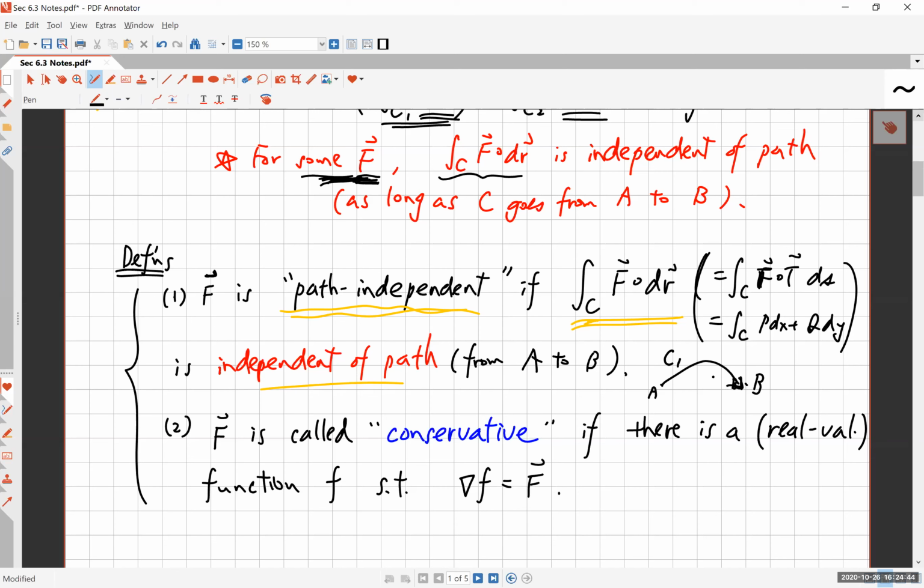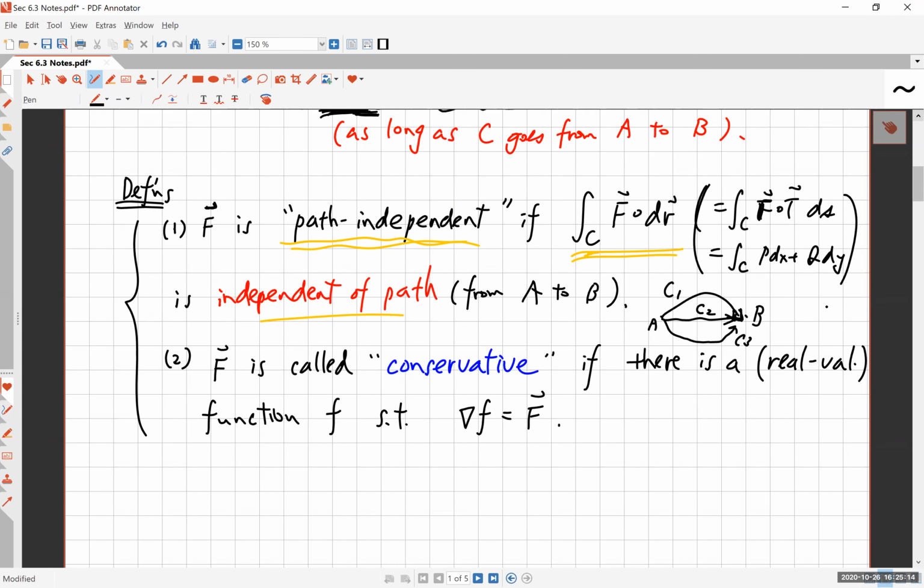So you may have the path C1 from A to B, another one from A to B called C2, another one called C3 from A to B. But as long as the path goes from A to B, regardless of which curve you take from A to B, the integral of F dot dr is the same number. If that's the case, we call that vector field F path independent. That is a pretty self-explanatory term, right? The F is called path independent.